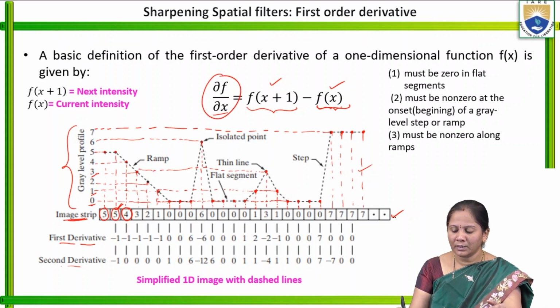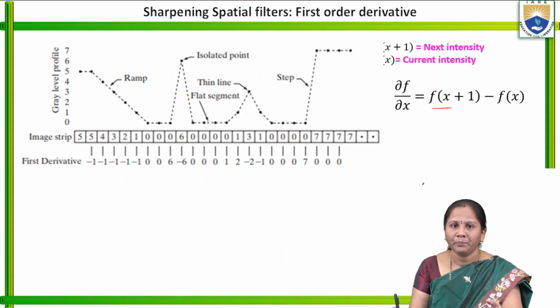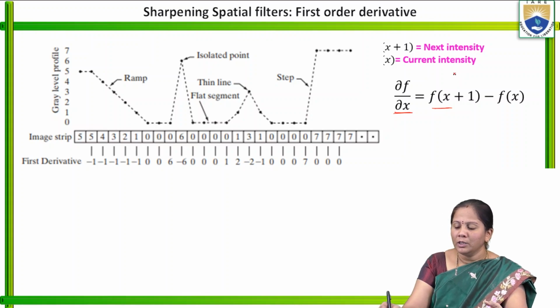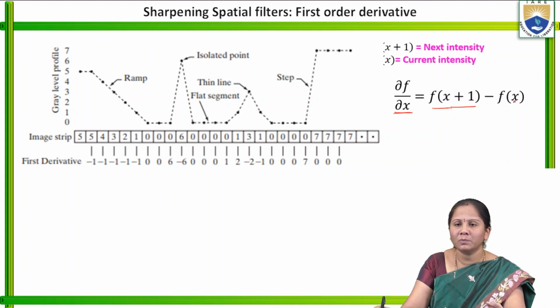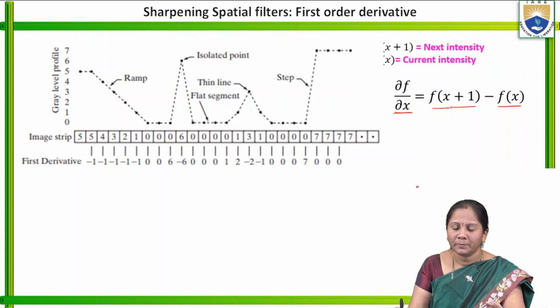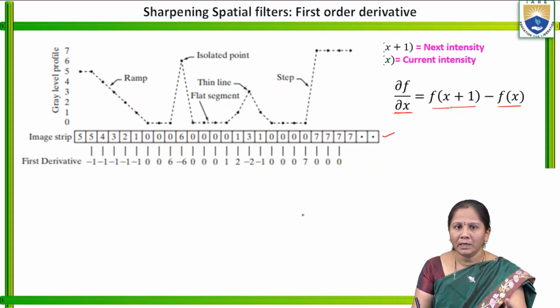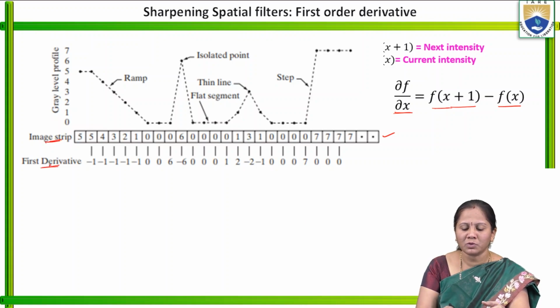So, let us solve taking the same example. Let us solve using a one-dimensional image. Let us solve the first order derivative. So here this is the definition of first order derivative. Dou f by dou x is equal to f of x plus 1 minus f of x. So f of x plus 1 is the next intensity, f of x is the current intensity. So this is the image strip, as we have discussed in the previous slide, how we got this strip and all. Now considering this image strip, let us see how we are getting the first order derivative.